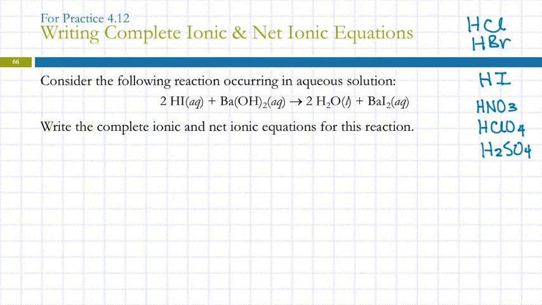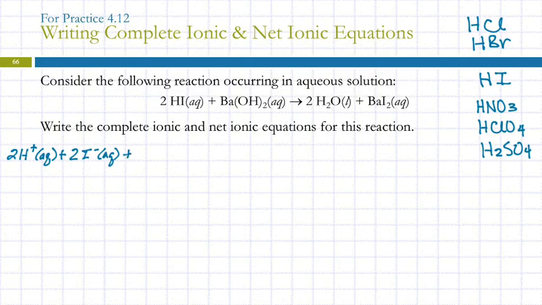So if we have 2 molecules of HI, we're going to have 2 hydrogen ions, and we're going to have 2 iodide ions. Does that make sense? Then we have barium hydroxide, and we're told that this is aqueous. This is not an acid, so we will separate it into ions for sure. The only ones that might not separate with an aqueous state symbol would be the weak acids. Any acid that's not one of those is a weak acid. So barium hydroxide will be separated.